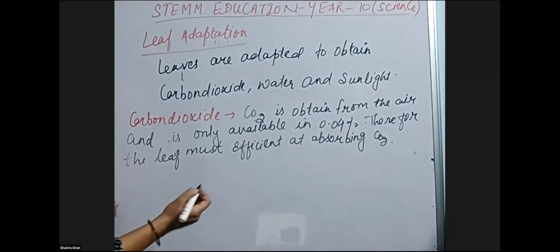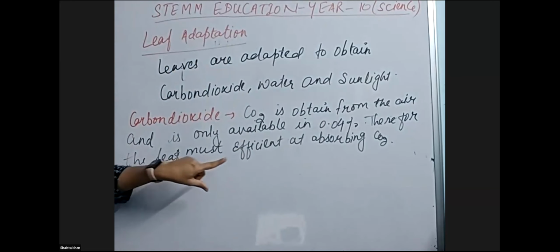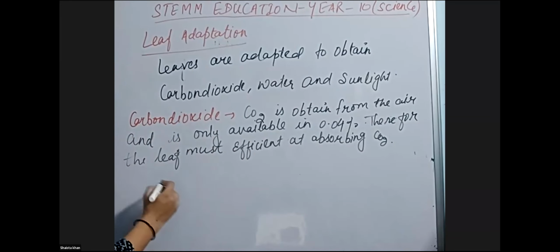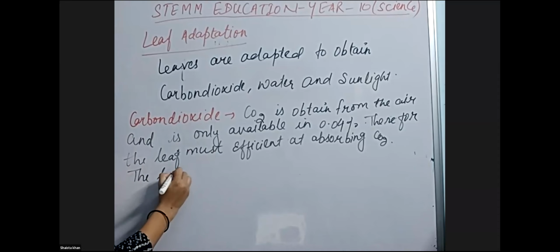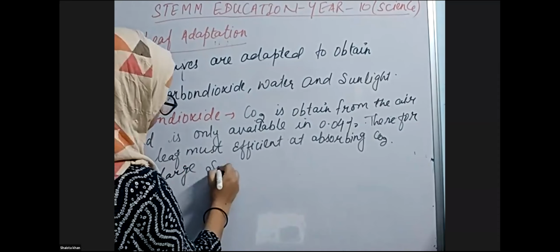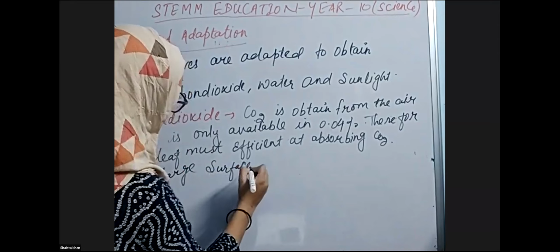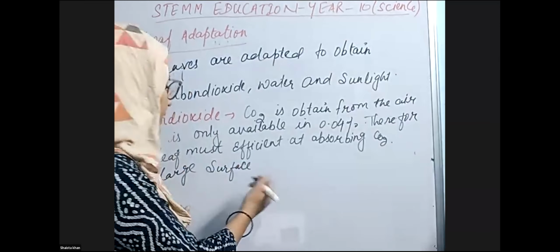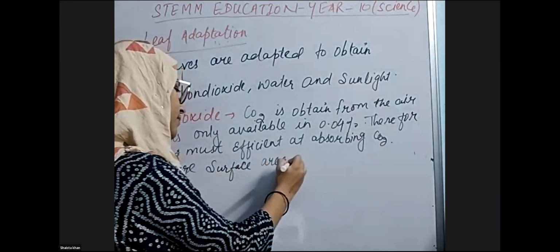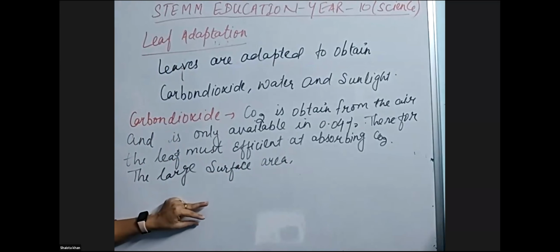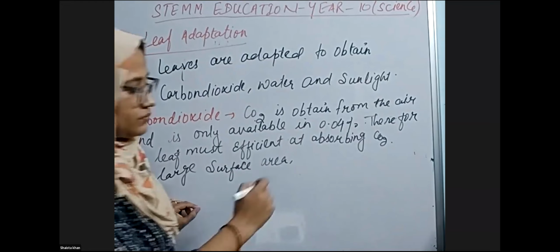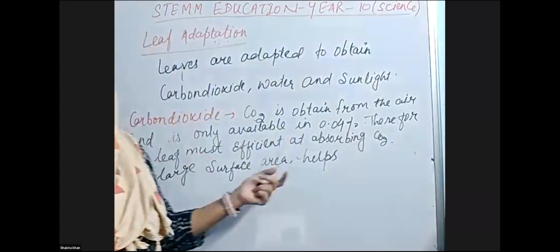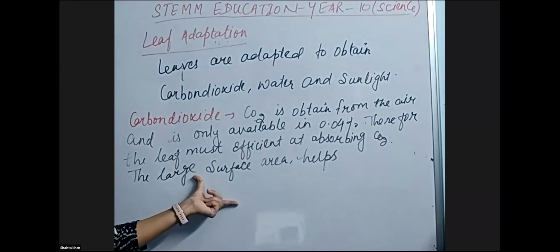The leaf must be efficient at absorbing carbon dioxide. The large surface area is known as what? What is the name of the large surface area? Can you tell me the name? Talha, do you know the name of the large surface area?